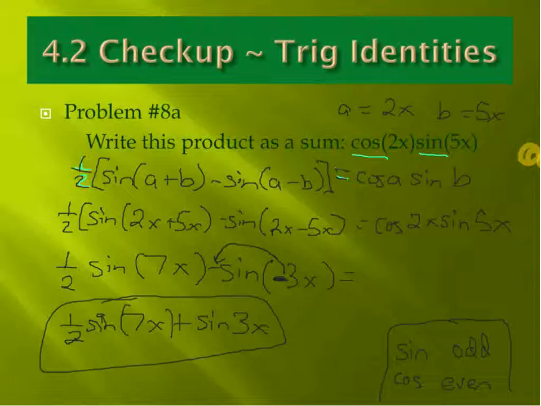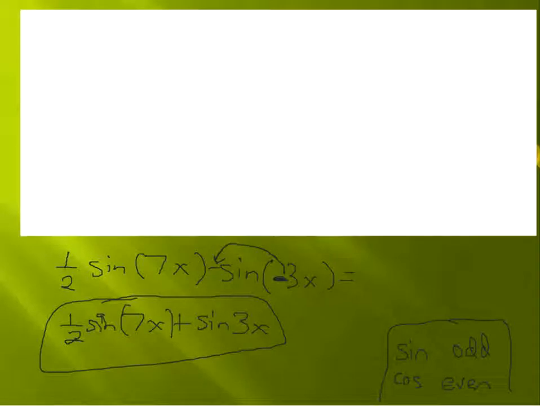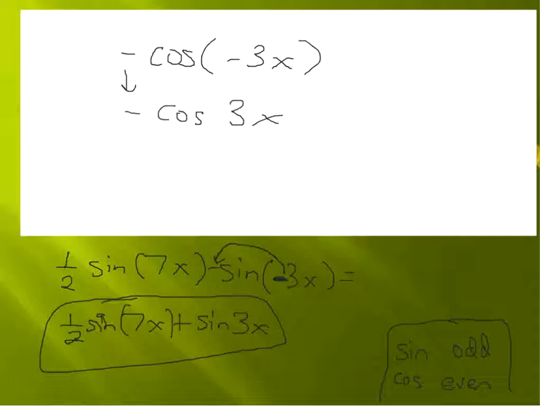I'm going to show you how cosine is different. Let me make some space for myself. Here's the difference between the two. So if at that stage I ended up with a cosine, let's say I had this, cosine of negative 3x. Cosine is considered an even function. Even functions automatically become positive. So for me to rewrite this, this negative, since it's a cosine, would automatically become a positive. But that would still be there. That's the difference between sine and cosine.